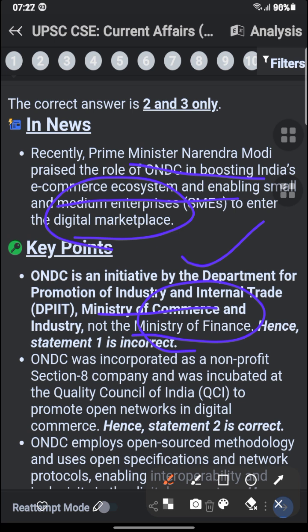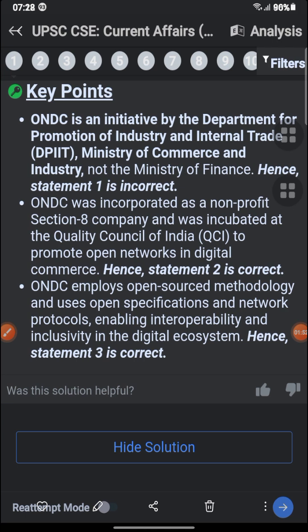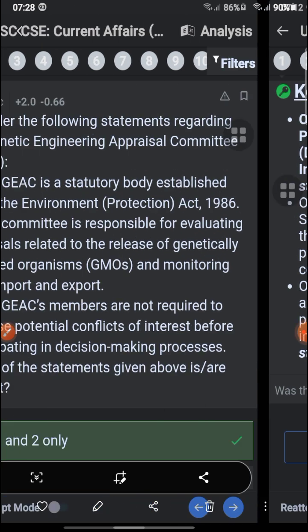ONDC was incorporated as a non-profit Section 8 company and was incubated at the Quality Council of India to promote the open network in digital commerce. ONDC employs open source methodology and uses open specifications and network protocol. So option one is wrong, but ONDC was incorporated as a non-profit organization, and it is open source methodology, open specification network. That's why the third one is also true.